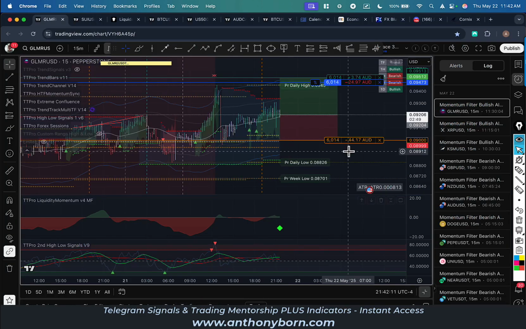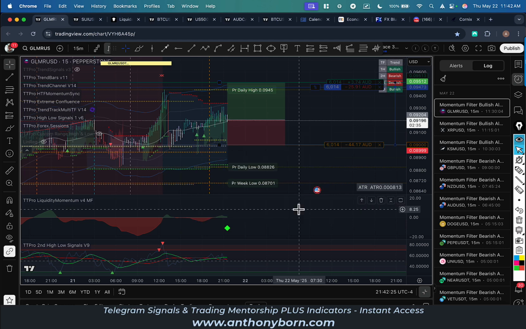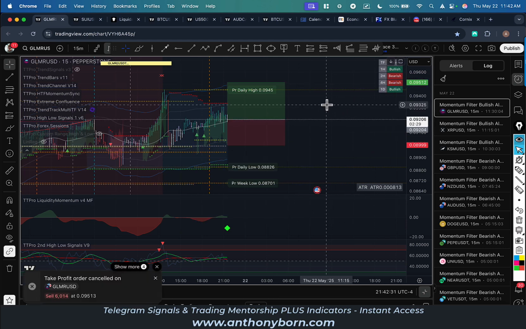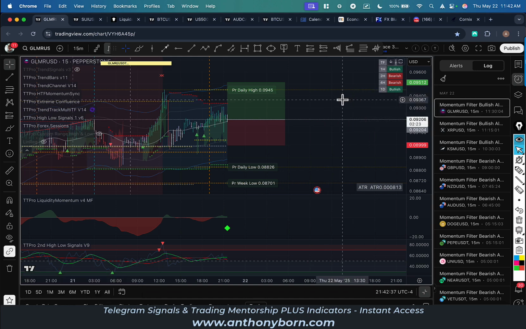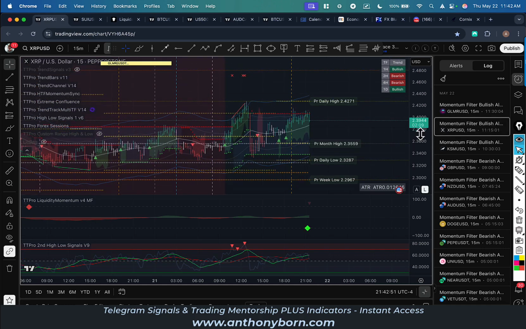Okay, back over. Something went wrong with this. Crazy spread. Alright, I'm just going to get rid of that. Oh, okay, this is training it on Pepperstone, yeah. You want to be on Binance or one of the crypto exchanges. But anyway, I'm just using this for the signals. Okay, we've got XRP. Another bullish signal.